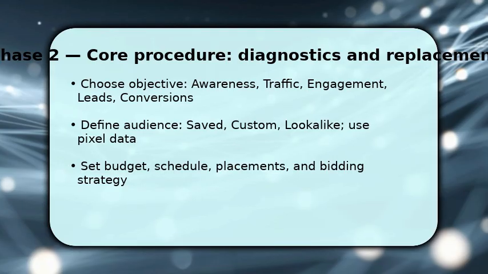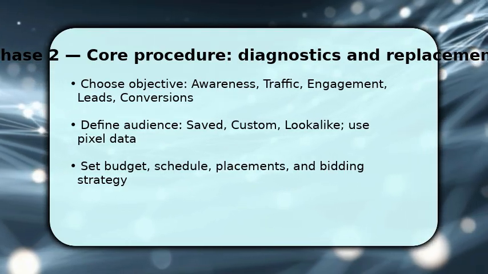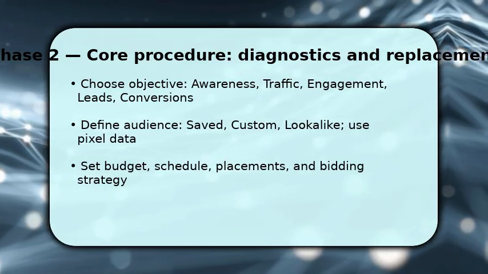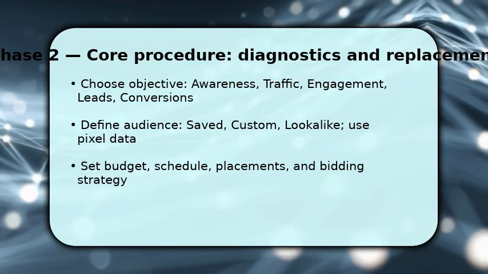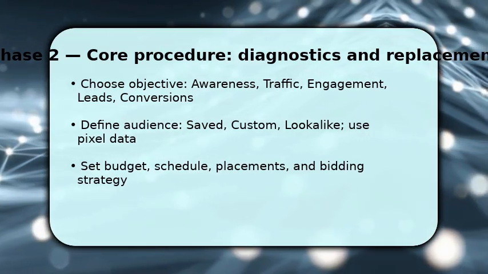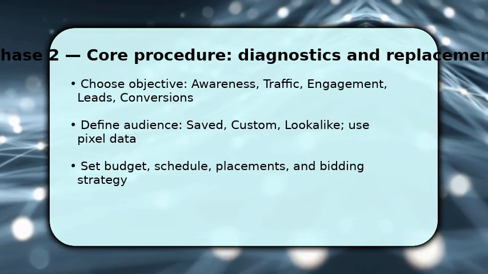Now you create your campaign by choosing a clear objective that matches your goal, like conversions or lead generation. Once selected, build your ad set. Define the audience using saved, custom, or lookalike segments and leverage pixel events for higher intent users. After that, set budget and schedule, daily or lifetime, and pick placements or use automatic placements for efficiency.